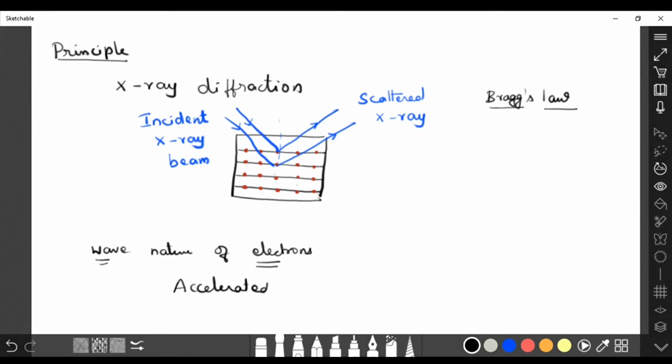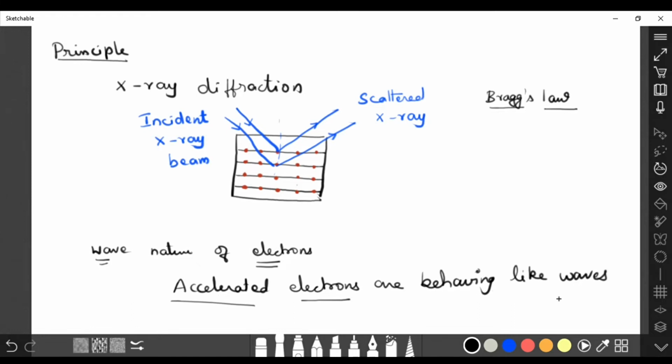So the accelerated electrons are behaving like waves. This is the basic principle for this experiment. Accelerated means fast moving electrons are behaving like waves. That means the electrons have wave nature. That is what they are going to prove.